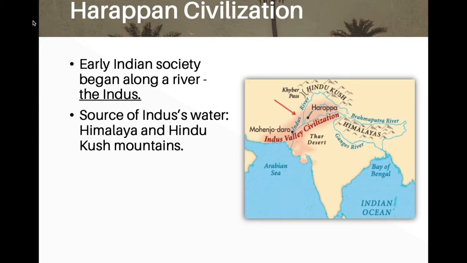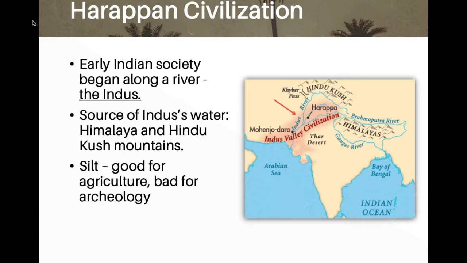The source of the Indus River comes from the Himalayan mountains and the Hindu Kush mountains, from the melting snow and the rivers that flow into the main rivers and into the Indus River. So you can see in that kind of pink shaded area, that is where the valley civilization began, and they settled there because of the rivers and the soil deposits from the rivers was good for agriculture. So this is what we call silt. Silt was left when the rivers receded, and it was good for agriculture.